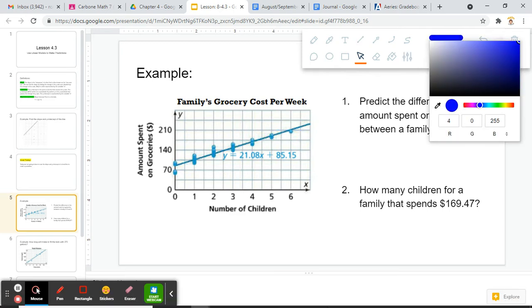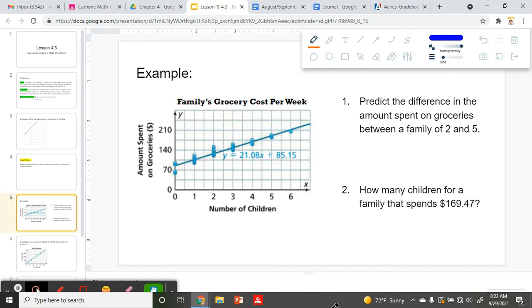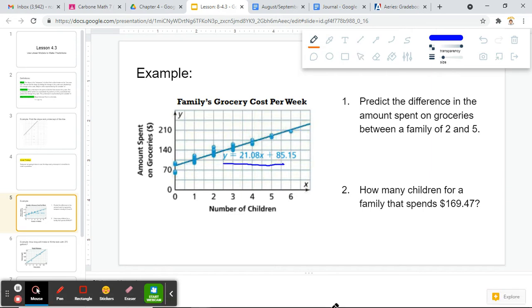So notice right down here, we have our slope-intercept form: y equals 21.08x plus 85.15. What we can do here is plug our numbers into the slope-intercept form to calculate what a family of 5 would spend and also what a family of 2 would spend. So we have to plug in for x our number of children. Our first one here is 2, so I'm going to replace my x with a 2. Again, this is because we want to calculate how much 2 children are buying here.